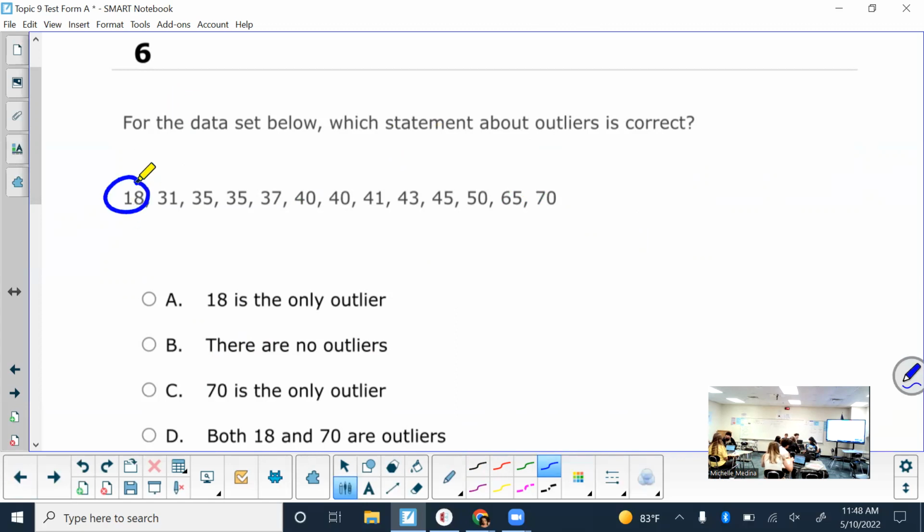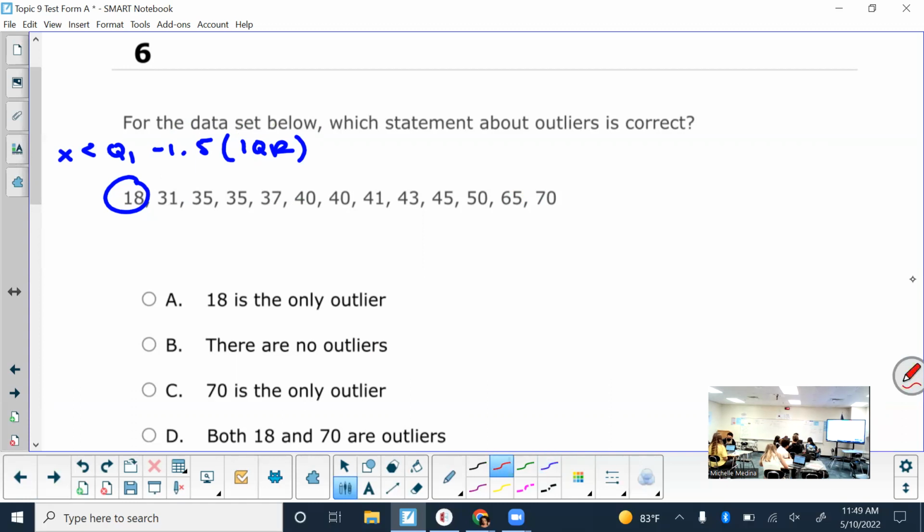So when I'm testing the 18 on whether or not it's an outlier, which of the two formulas do I use? The one on the left or the one on the right? One on the left. Because the 18 is smaller than the rest of the data, so you're going to want to see if it's less than Q1 minus 1.5 times the IQR. Because then it will be an outlier if it is.